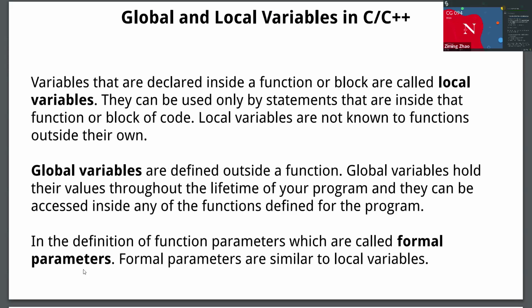So variables declared inside a function or a block are called local variables. They can only be used by statements inside that function or block of code, right? And local variables are not known to functions outside of their own. Did you ever think about how this feature is implemented?